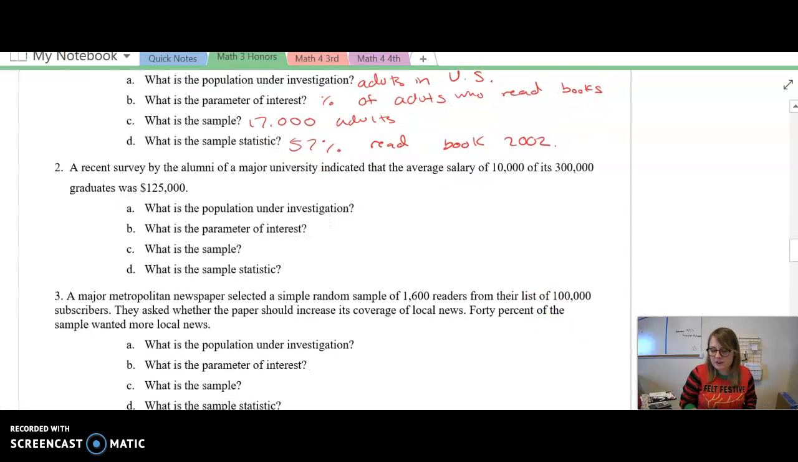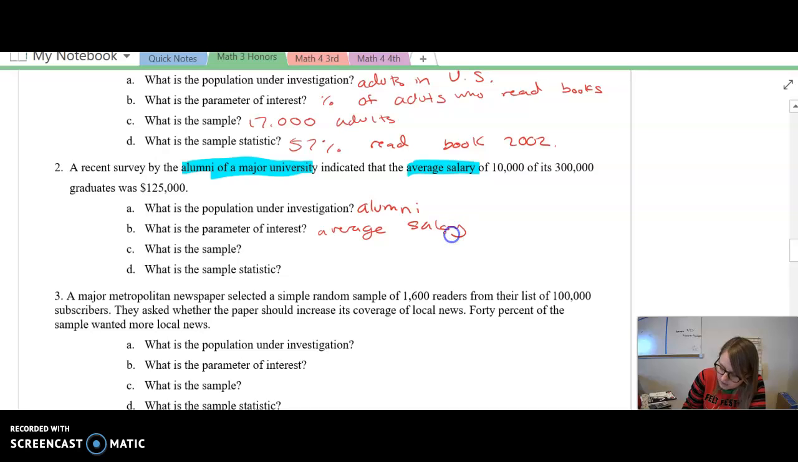Okay? A recent survey by the alumni of a major university found that the average salary of 10,000 of its 300,000 graduates was $125,000. So what is the population under investigation? It is the alumni of that university, so the alumni. Okay, and then what is the parameter of interest? And that's going to be our average salary.